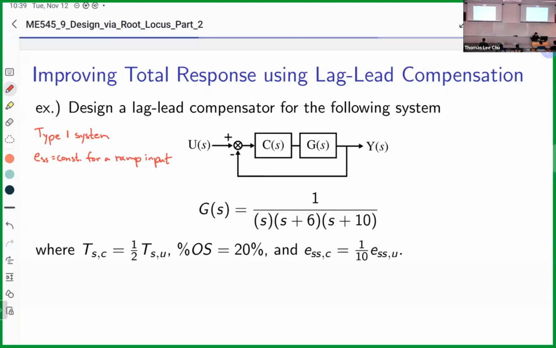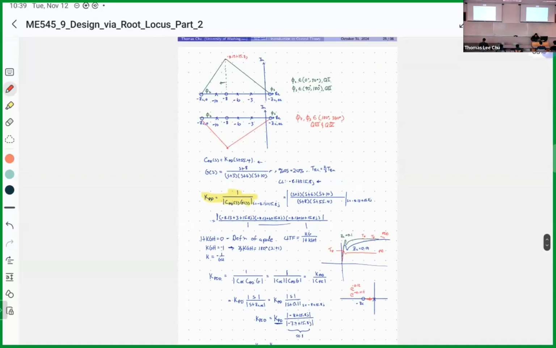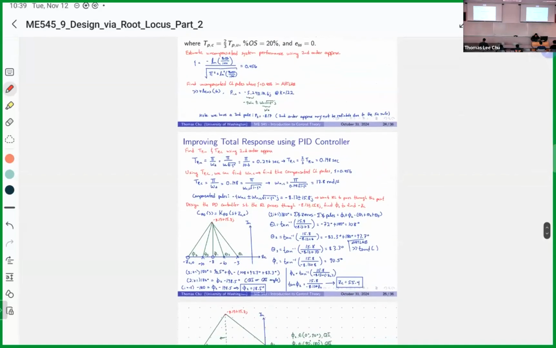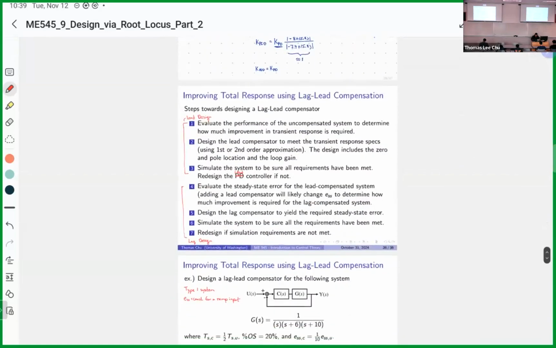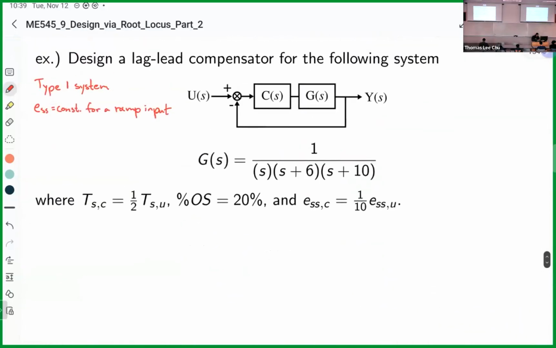All right. We're going to start lag lead. Last class we designed a PID controller, and this week we're going to wrap up this chapter with lag lead compensation design. Basically, what we're trying to do here is reduce the settling time by half while maintaining 20% overshoot and having 1/10 of the uncompensated steady state error. So this is what I mean by this.